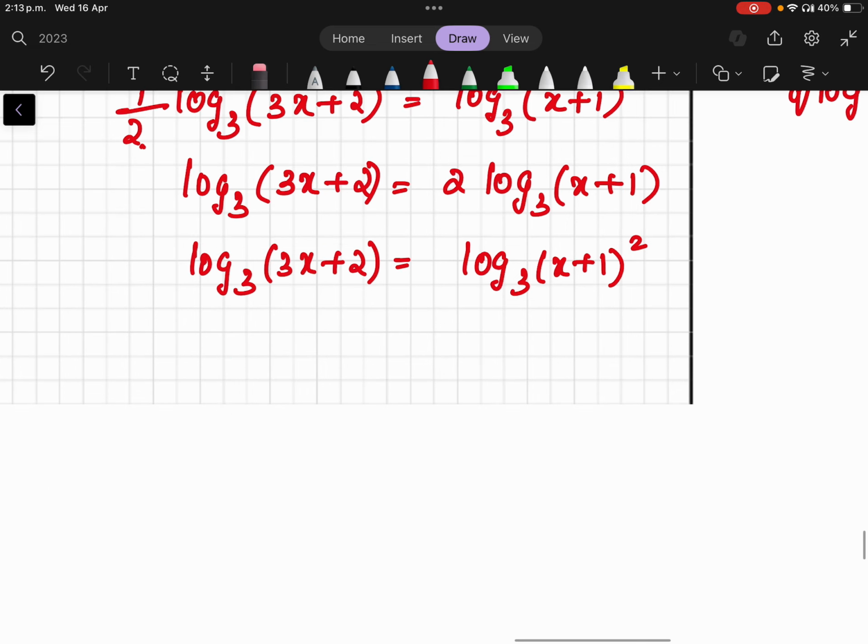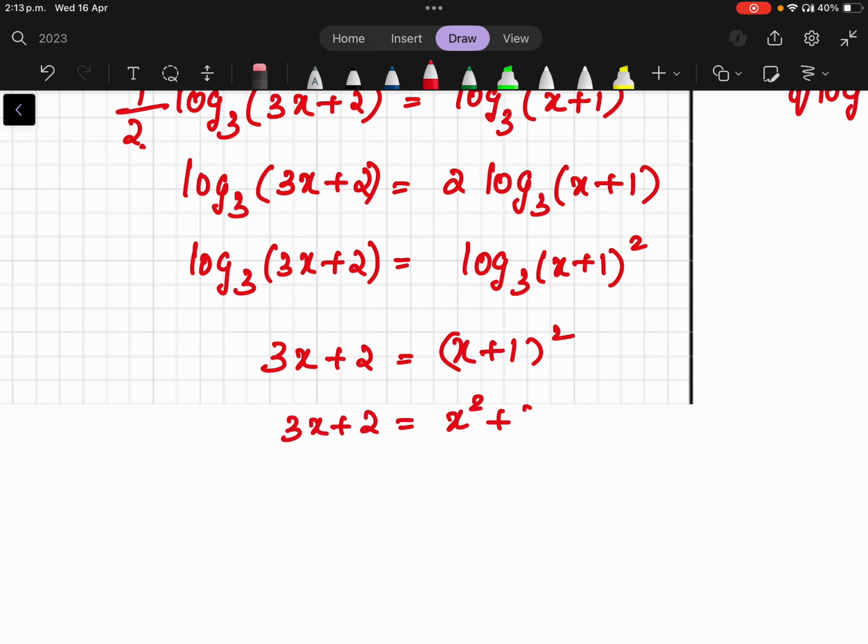And then since you have log on both the sides and the bases are the same, you can directly write it as 3x + 2 is equal to (x + 1) the whole square. So 3x + 2 is equal to x² + 2x + 1. Bring everything to the left hand side: x² - x - 1 is equal to 0.